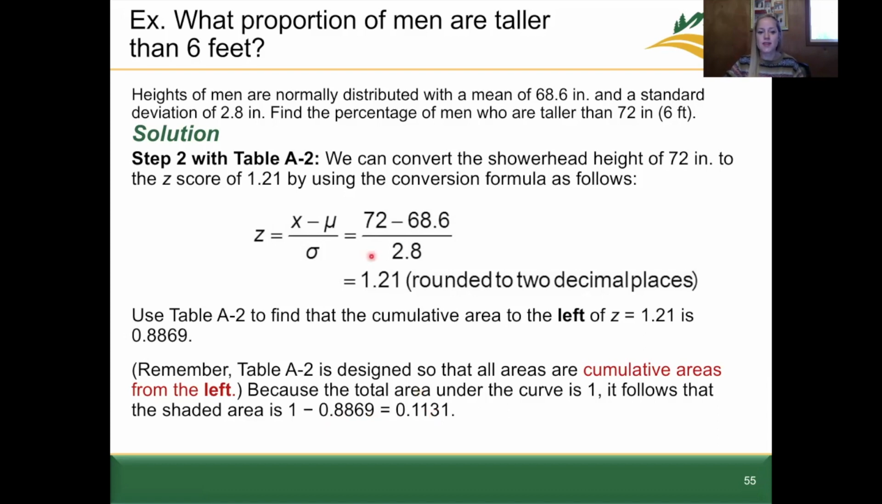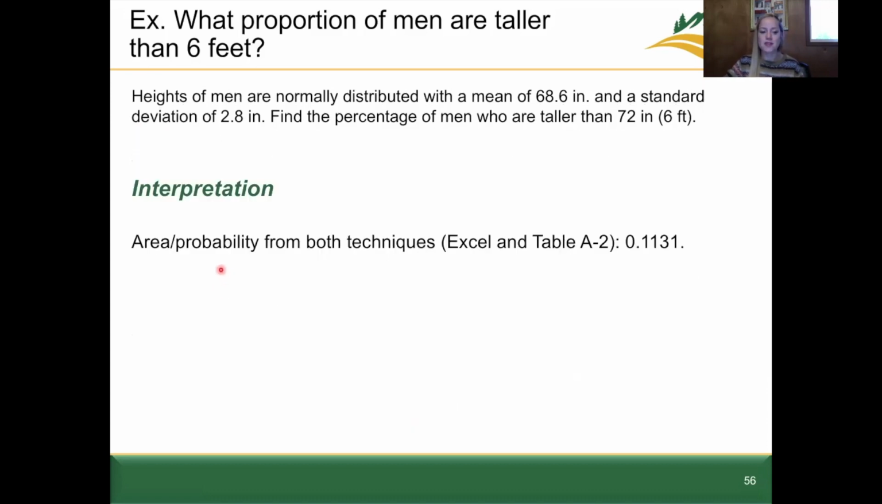So using Excel, we didn't have to do this. Using the table, we do first have to convert our X value, our mean, and standard deviation into a Z-score. For both Excel and table A2, we know this gives us our cumulative area from the left. So because we shaded in the right region of that curve initially, we need to take the complement, or 1 minus whatever area or probability we got from Excel or the table, to get our correct answer. So for the interpretation here, our area or probability was 0.1131, or some number close to this, depending on if you use Excel or table A2.